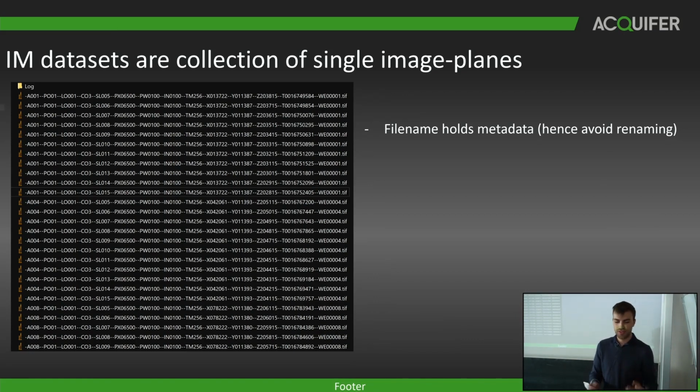As you can see, the file name actually also contains metadata about the acquisition. You can see what well it corresponds to, what channel, so this CO stands for color, and this SL stands for the Z slice. One implication of that is that you should not rename the files, otherwise you lose the metadata.